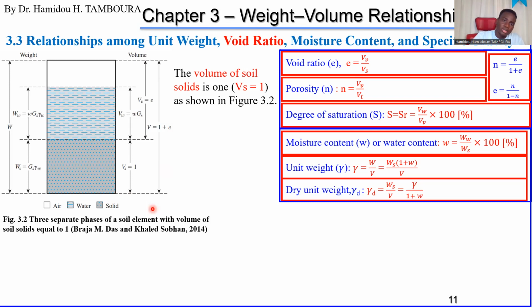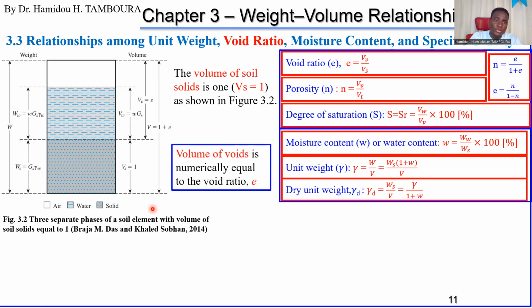Okay, you will see that all the relationships we will derive from this are all turning around the void ratio, e. I will explain how you can use this advantage later during your exam or in practical situations. Because if we consider Vs is 1, then the volume of void will be exactly equal to e, meaning the void ratio.